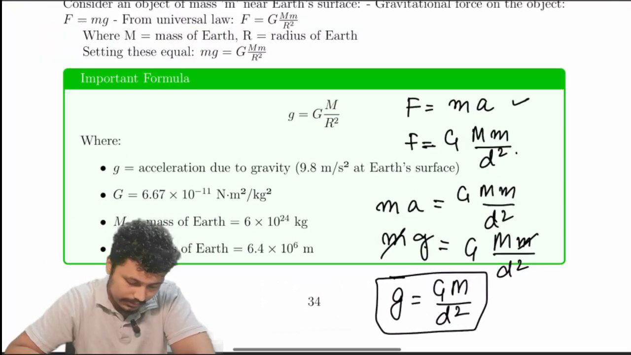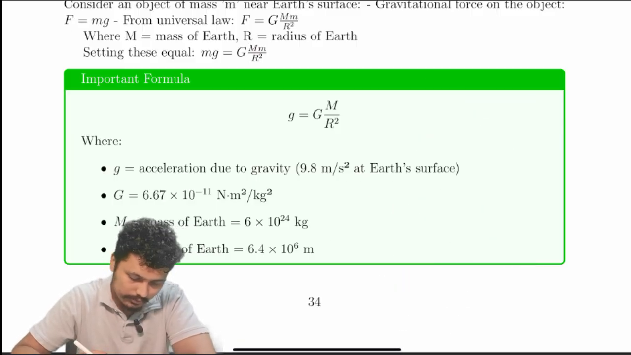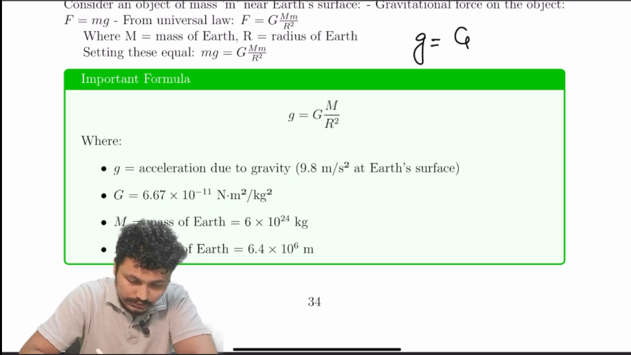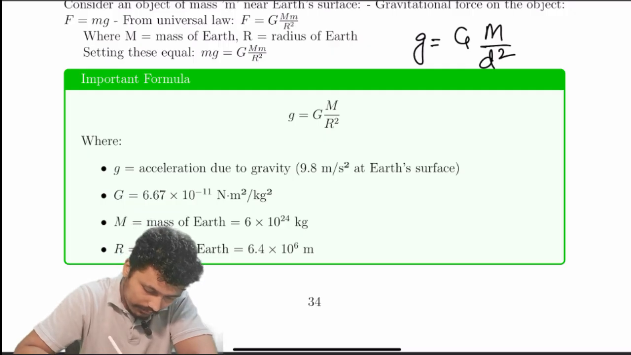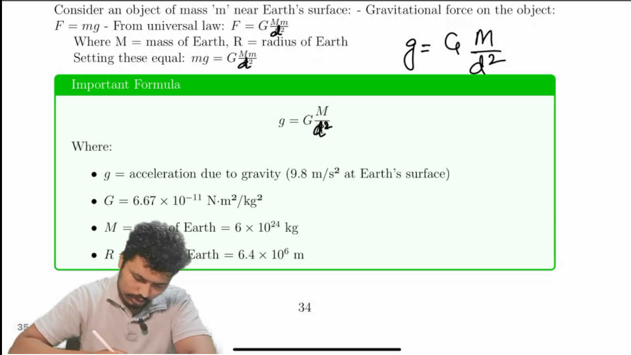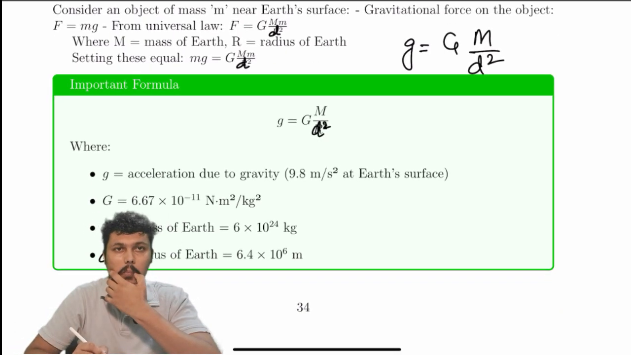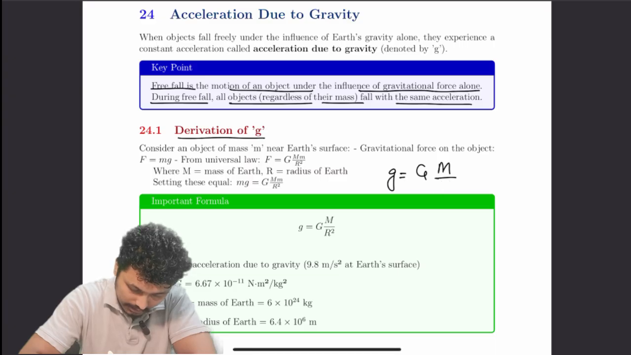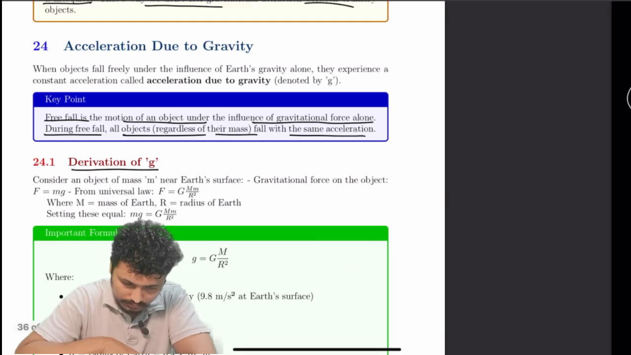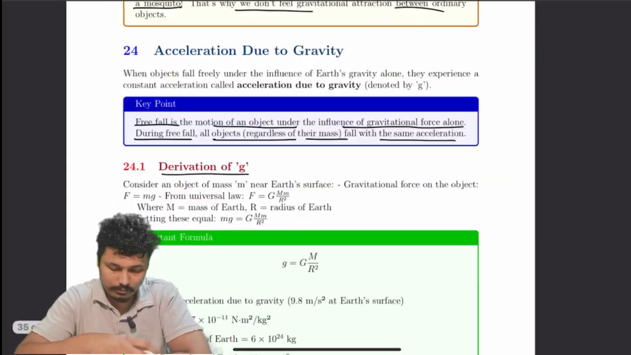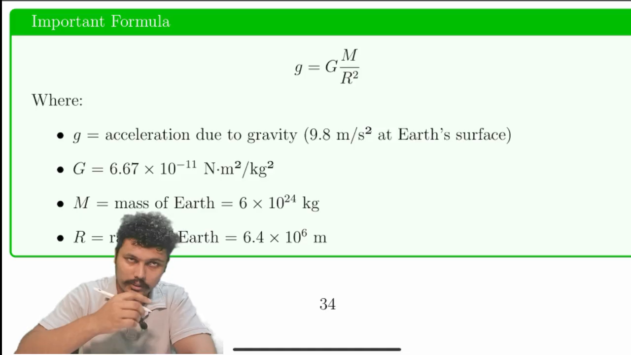Okay, now let us derive. I have just written g equals GM by d square. Here I have written r square, fine, let me write d square. You can write r square also, not a big deal. Oh, sorry, I've explained it wrongly. It is not r square, it is d square. Correct. There is some catch here, I'll explain. But first let us understand this one.